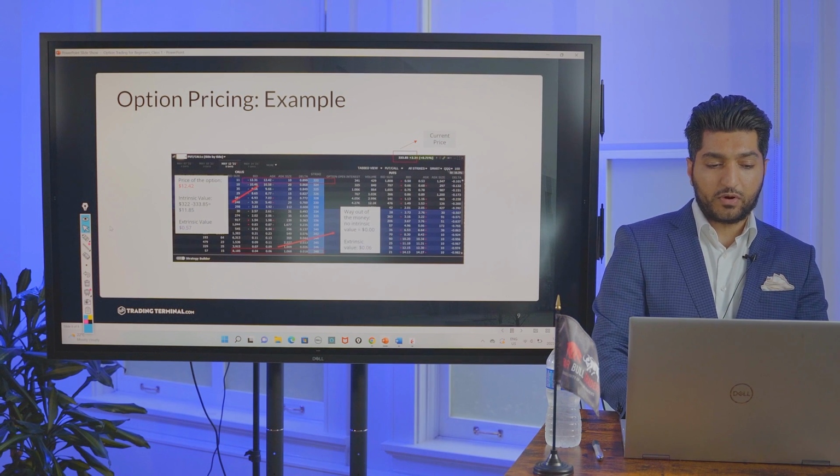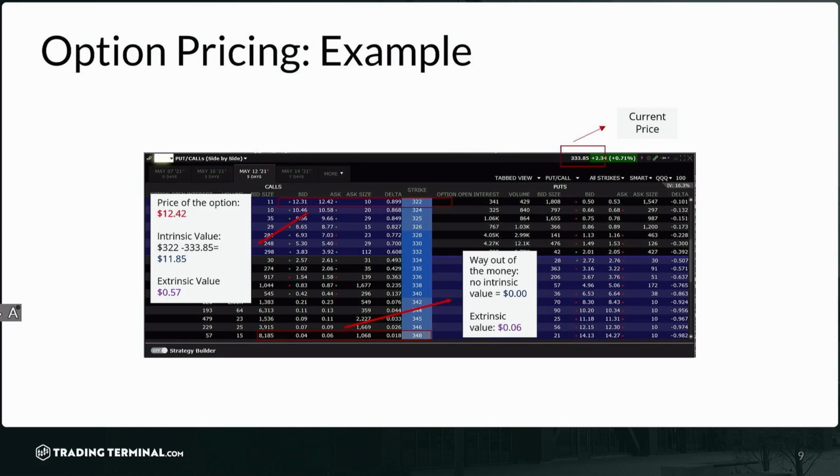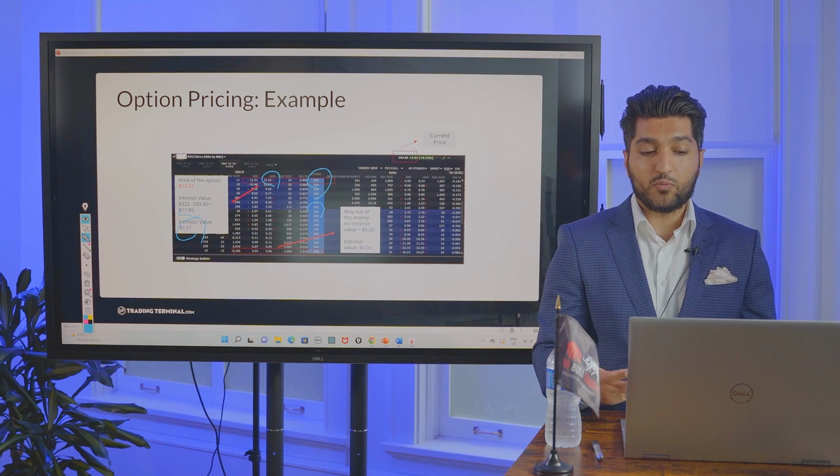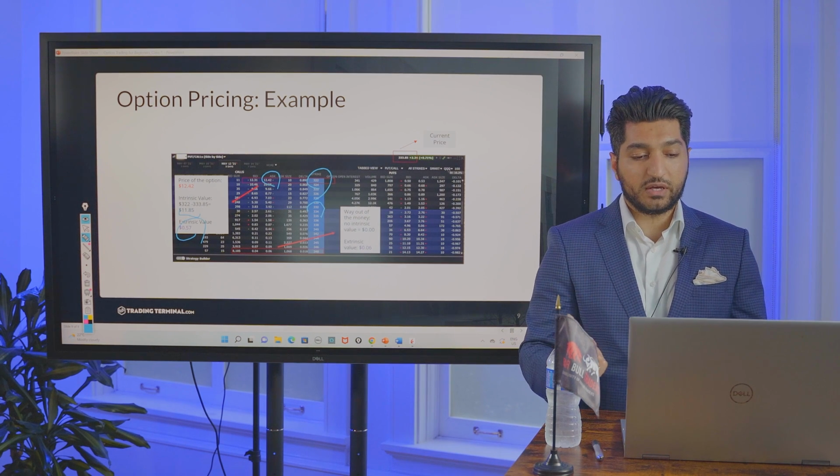So let's go to the next slide and see if we can realize where this 57 cents is coming from. In this case, for this option, the intrinsic value is the difference between the stock price and the strike price. So you got 11.85 over here. That's the intrinsic value. And the extrinsic value is the difference of what the option is trading at. So it's 57 cents. Where is this 57 cents coming from? Some of it is coming from volatility, how volatile the market is.